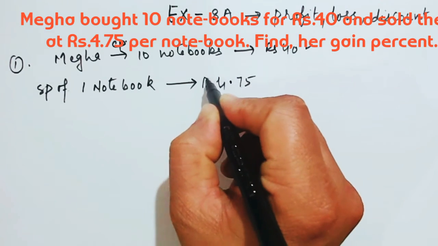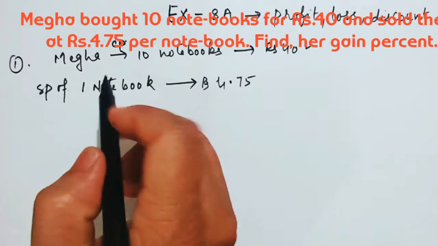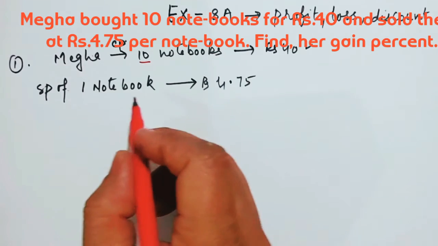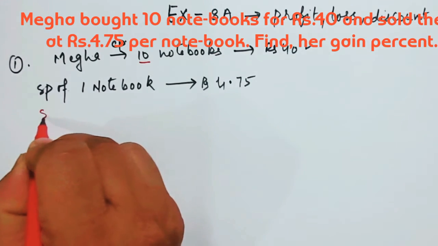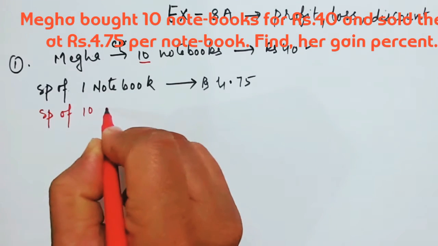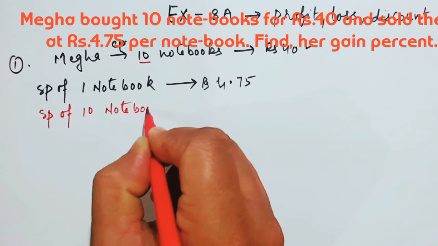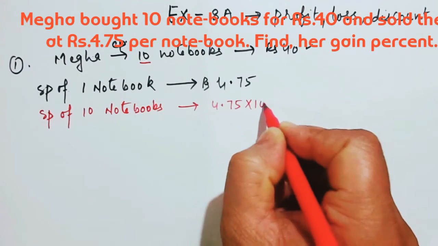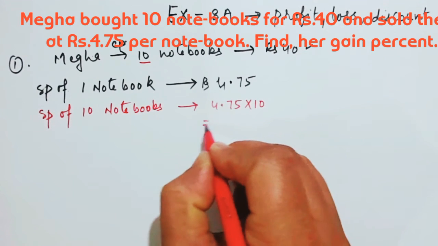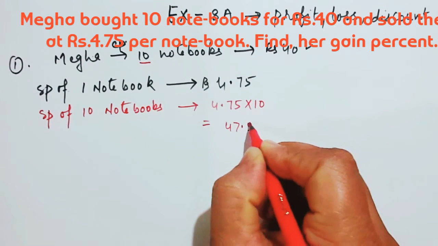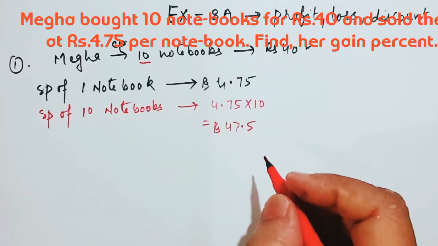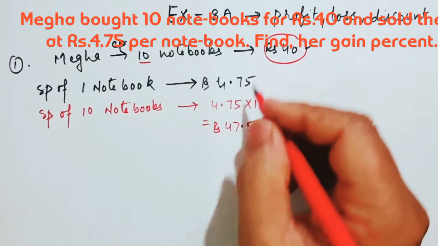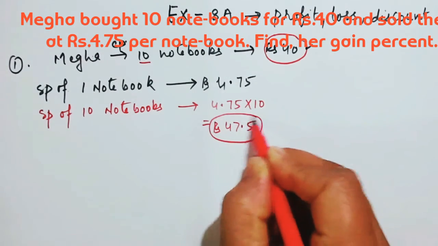4.75 rupees. She had bought 10 notebooks, so naturally she will sell 10 notebooks only. So the selling price of 10 notebooks will be 4.75 multiplied by 10, which gives 47.5 rupees. So the cost price of 10 notebooks is rupees 40 and the selling price of 10 notebooks is 47.5.